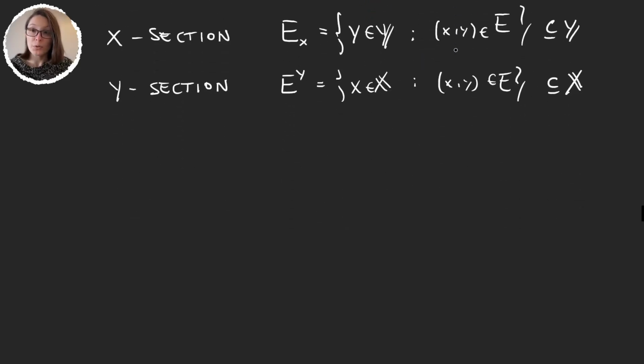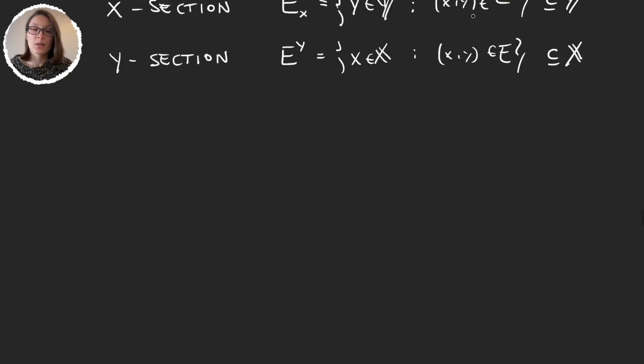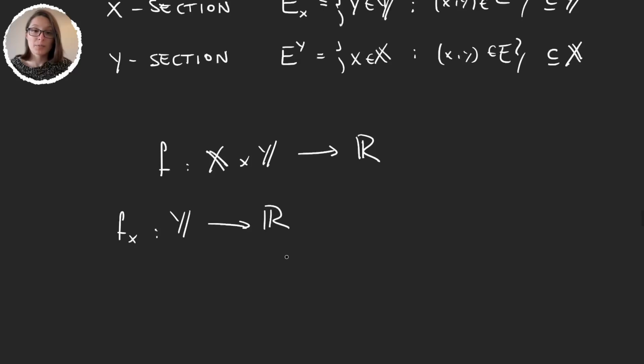Let me give you one more definition, which again is not too complicated. Now we're going to see the X and Y sections of functions. So if I give you a function f from the product space to the real numbers, then the x section, f_x of f, is going to be a function from Y to the real numbers. And these definitions are a bit funny. So f_x of y is f of (x, y). Now this seems a bit strange. Let me define the y section and then we can see why they are defined this way.